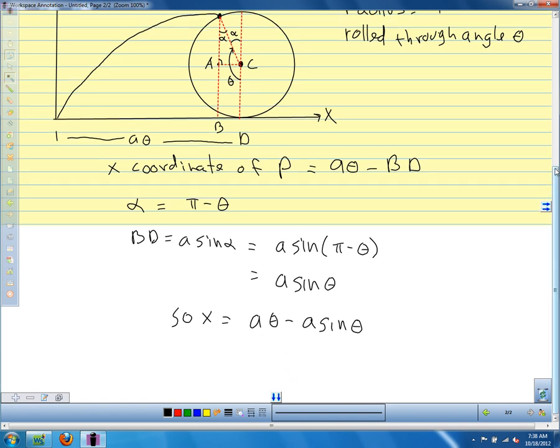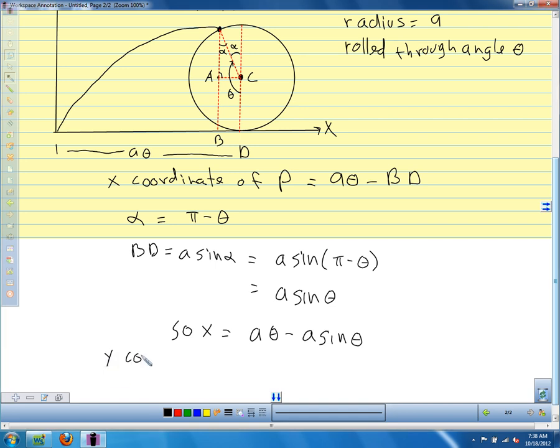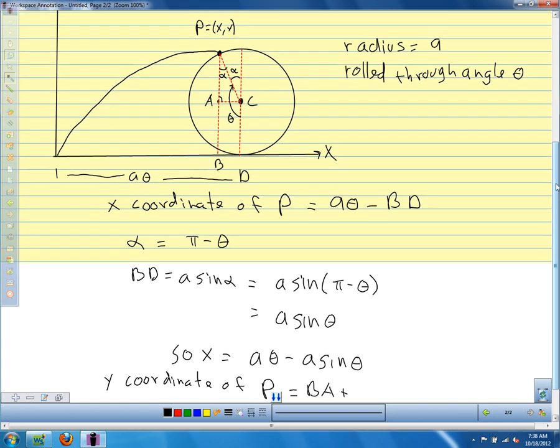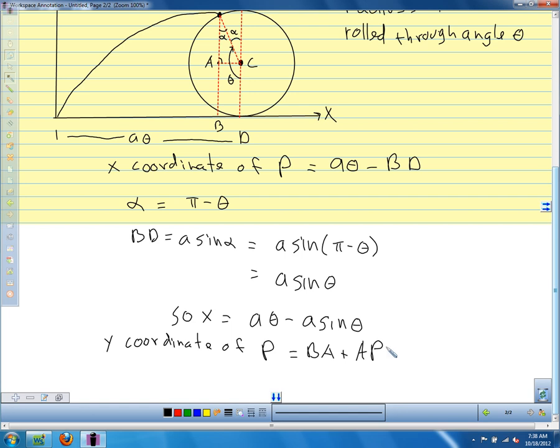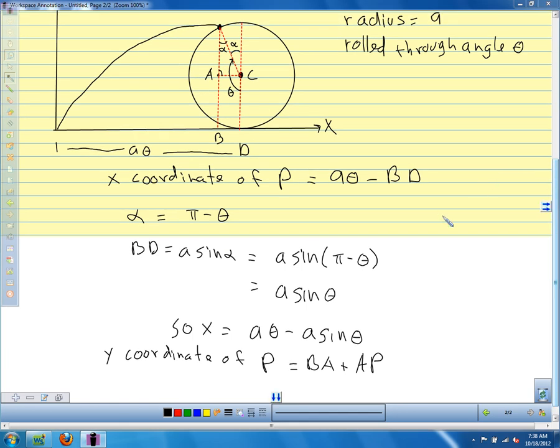We want the y coordinate now. The y coordinate of P, from our diagram, is BA, the length of this segment, plus AP. AP is from here to our point. And from our diagram, that is just a, plus a cosine alpha. So a, this distance, is the radius, and then this distance is a cosine alpha.